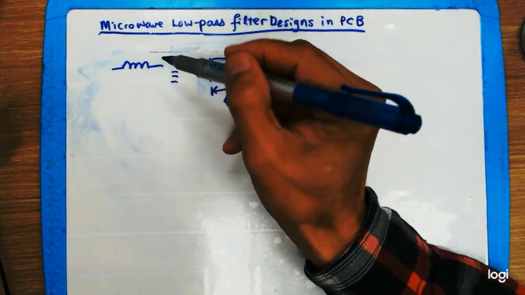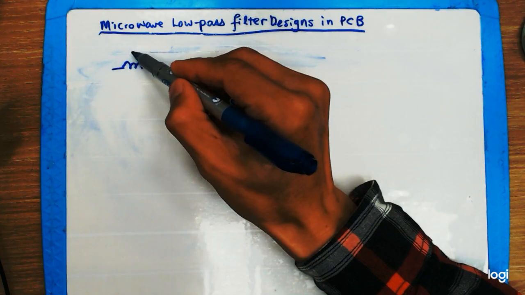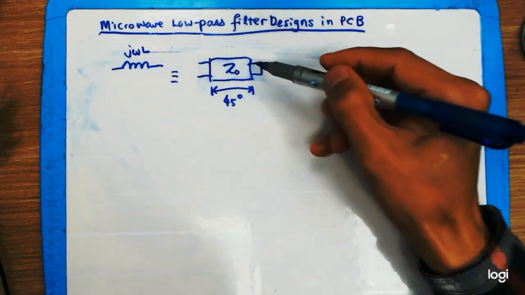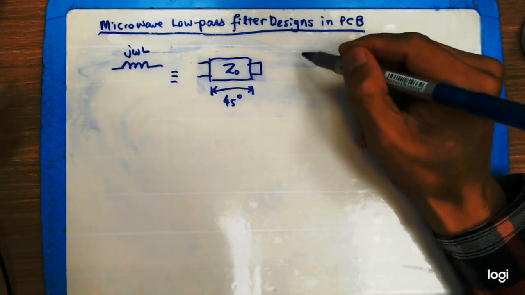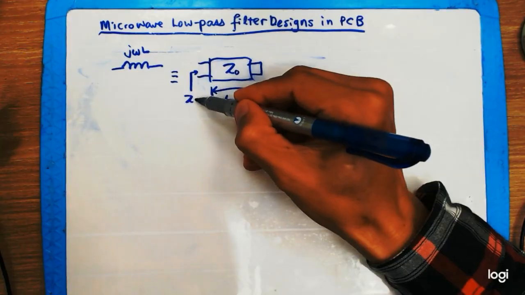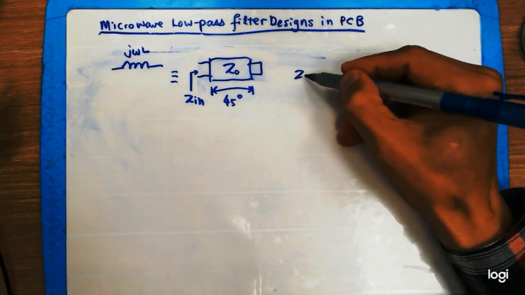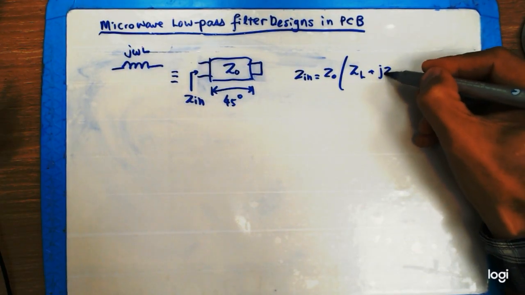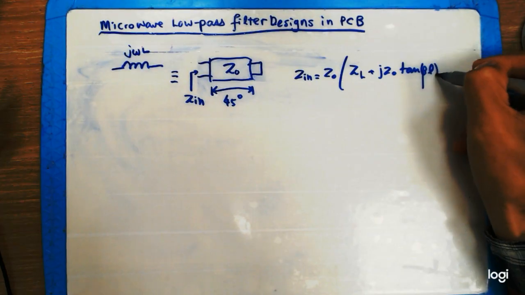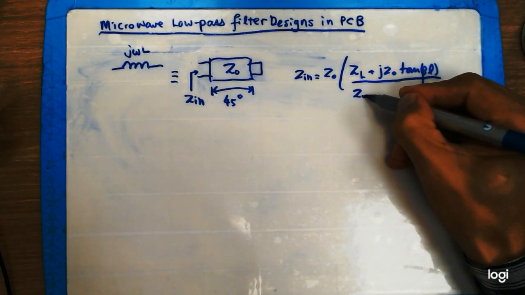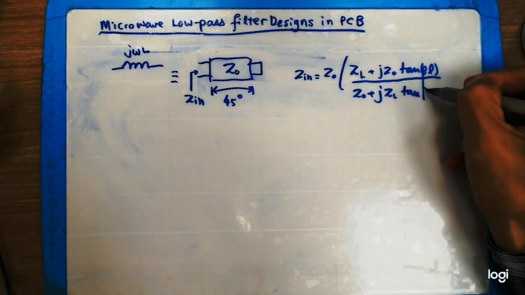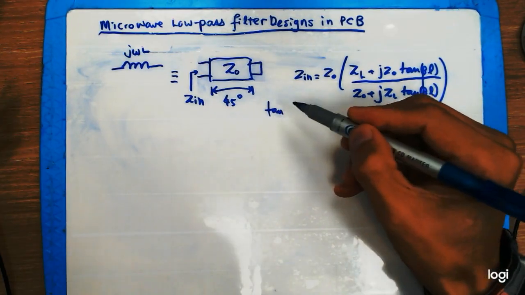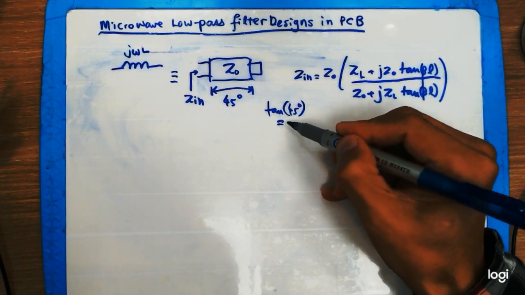So in an inductor, you have an inductive reactance represented by jωL, and for a transmission line, you can work out the input impedance by using the formula here: Zin = jZ0 tan(βl), and so on. Tangent 45 degrees is equal to 1.